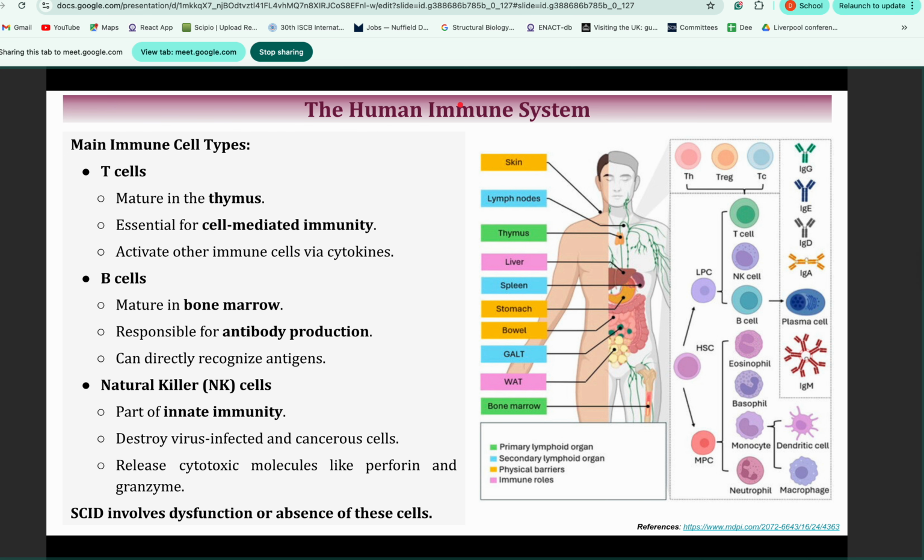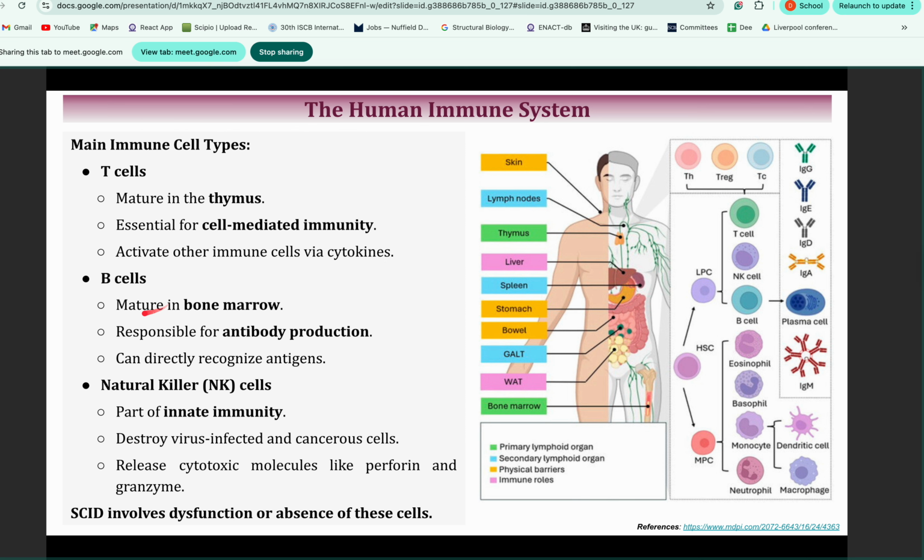So let's start with the human immune system. We'll look into the basics of the human immune system. There are basic cells such as T cells, which mature in the thymus, and they are essential for cell-mediated immunity. They activate other immune cells via cytokines. Cytokines are certain chemicals which are released by these T cells, and other cells have receptors that could accept these cytokines, and they can react accordingly depending on the cytokine response.